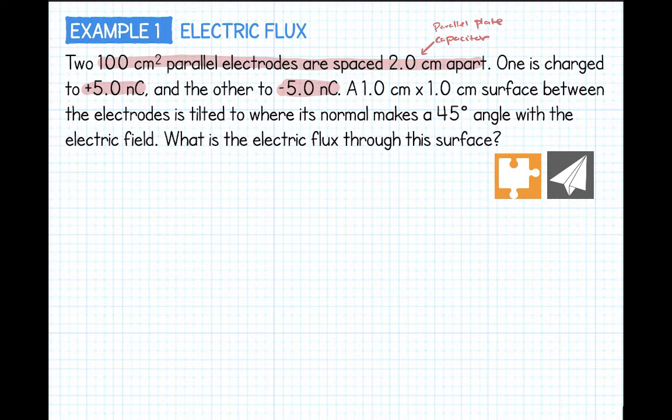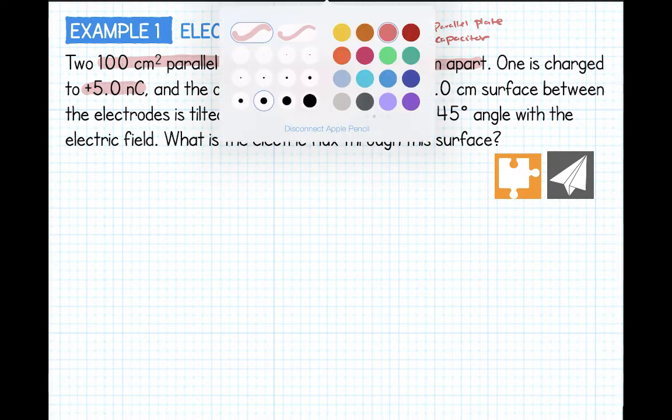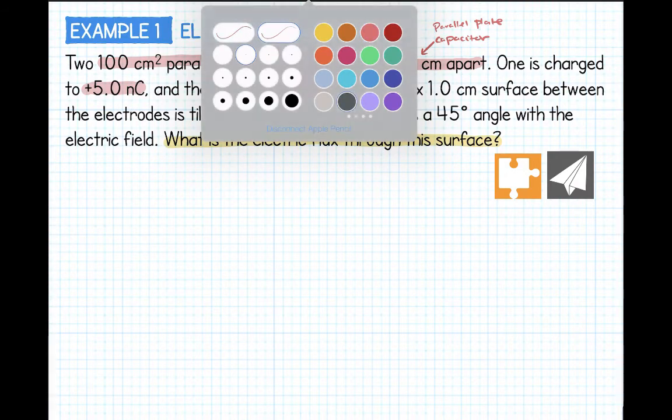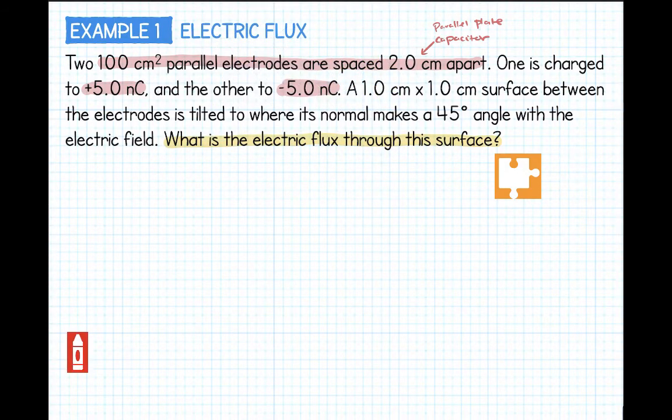Okay, so we have this parallel plate capacitor, and I'm going to draw that out, but first there's a surface between it, so basically just like a Gaussian surface, but not closed, so maybe not Gaussian, but mathematically just an imaginary surface, and it makes a 45-degree angle with the electric field. And so we're going to draw this from the side. We're looking for the electric flux. That's the question.